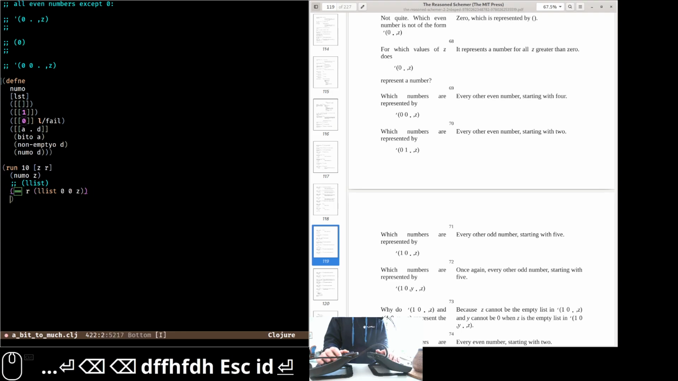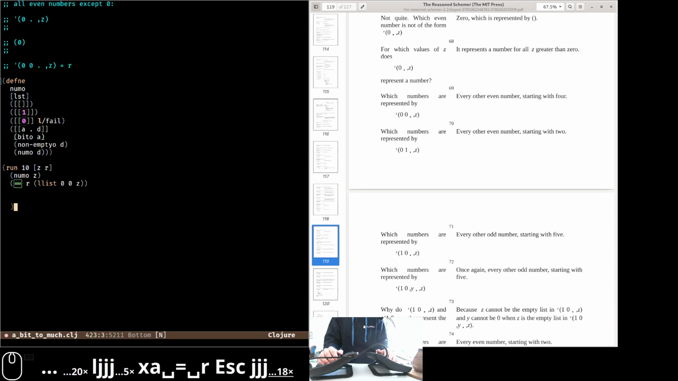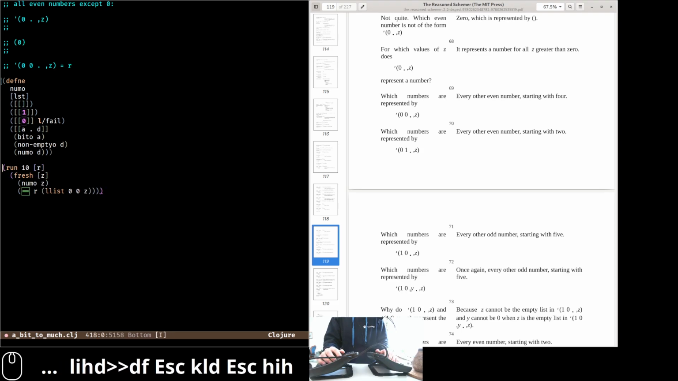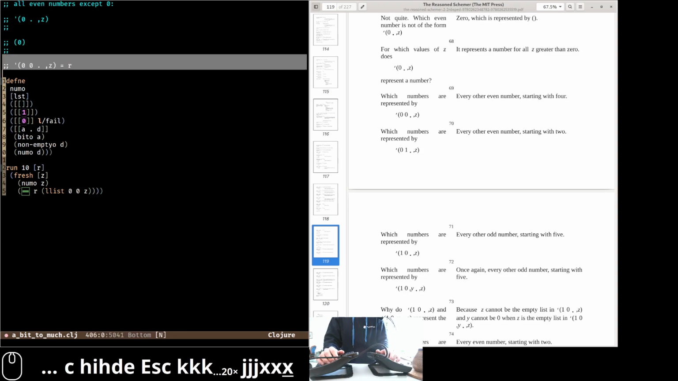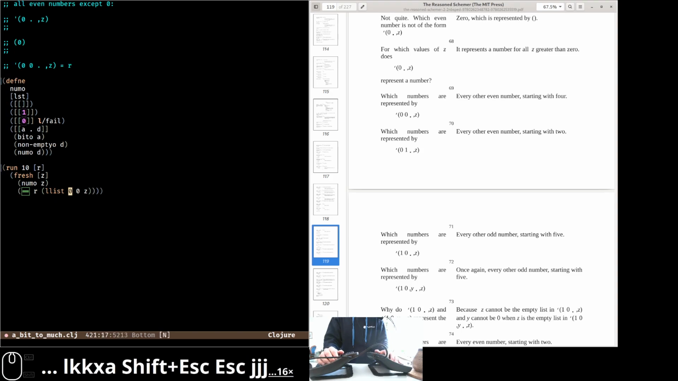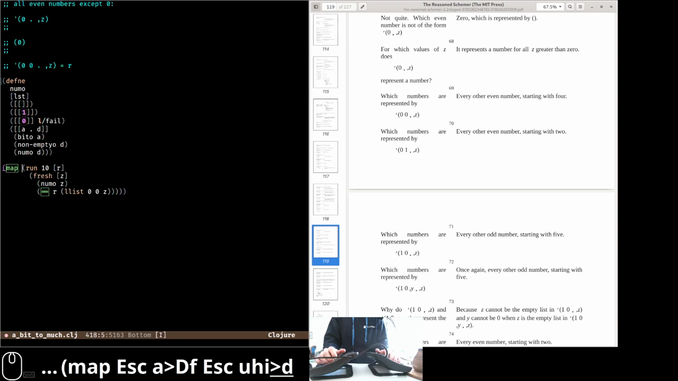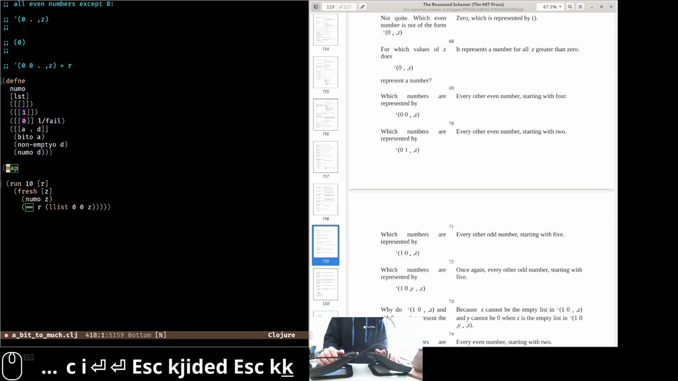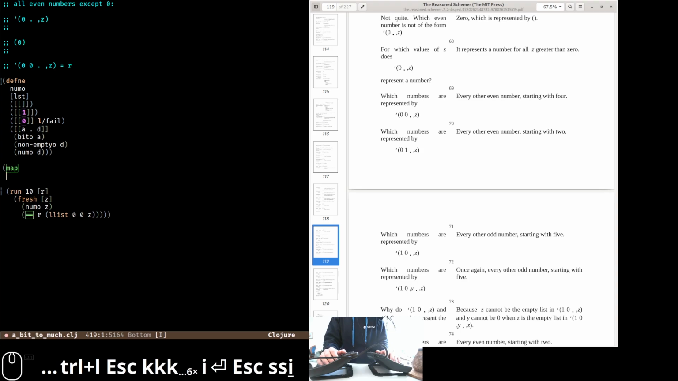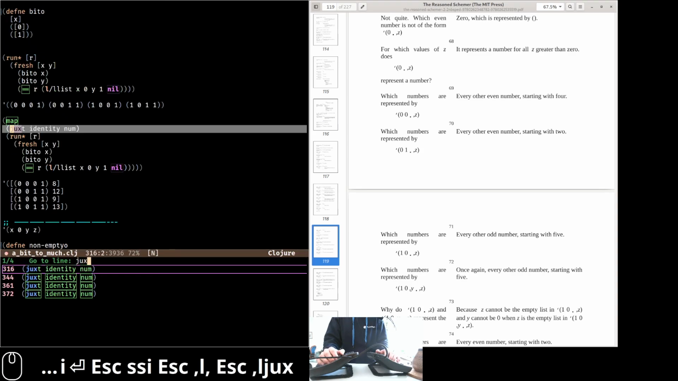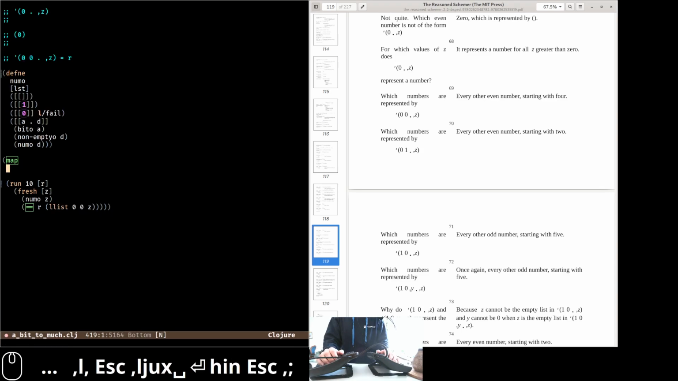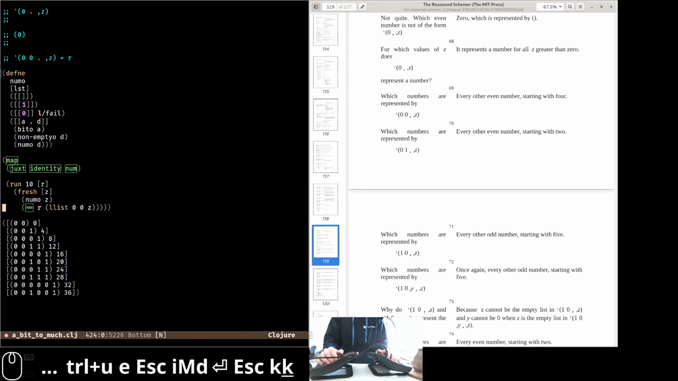Okay, so R is all the lists. And now give me all the... I'm gonna put this here in a local. So these are 10 possible R's. Okay, so wait, this is a list. So map num, or map Chuck's identity. Okay, this is the outcome.